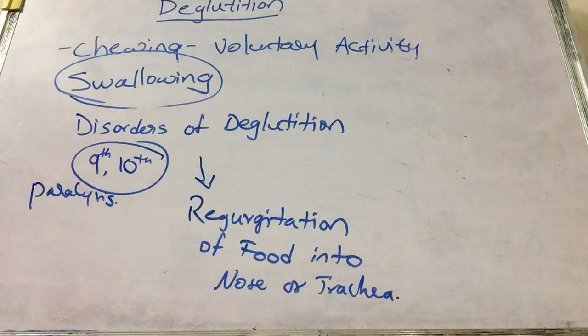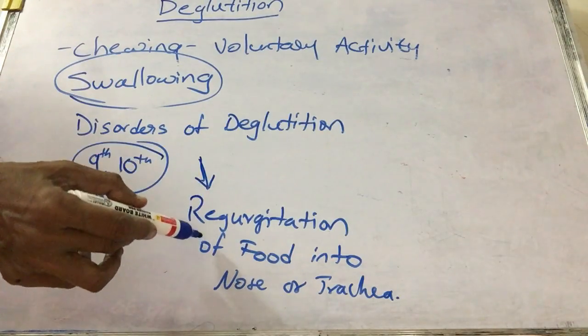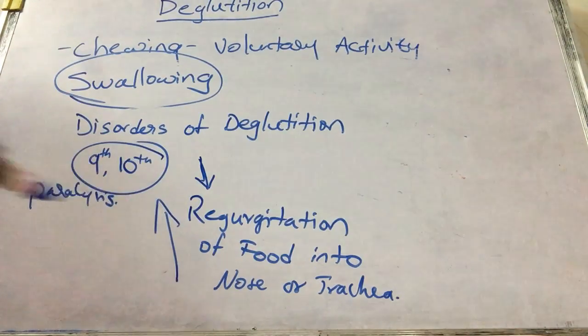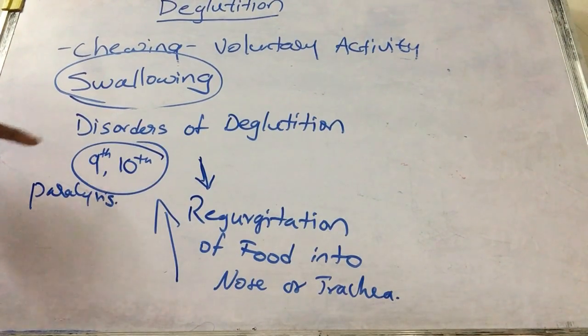See, as soon as there is a bolus of food present in the pharynx, it is sensed by the receptors, and those sensations are carried through the 9th and the 10th nerves to the deglutition center, which is present in the medulla. If at all these nerves are paralyzed, then they cannot carry the impulse and the swallowing cannot occur. If the swallowing cannot occur, then naturally the food will be regurgitated back into the nose or the trachea instead of going into the esophagus, because of impairment of the 9th and the 10th nerves.